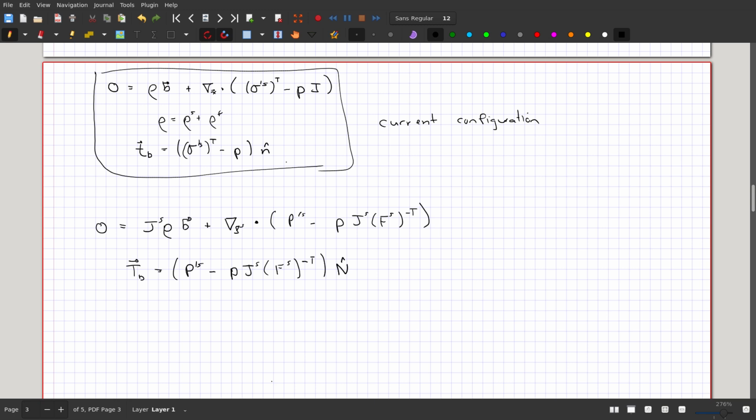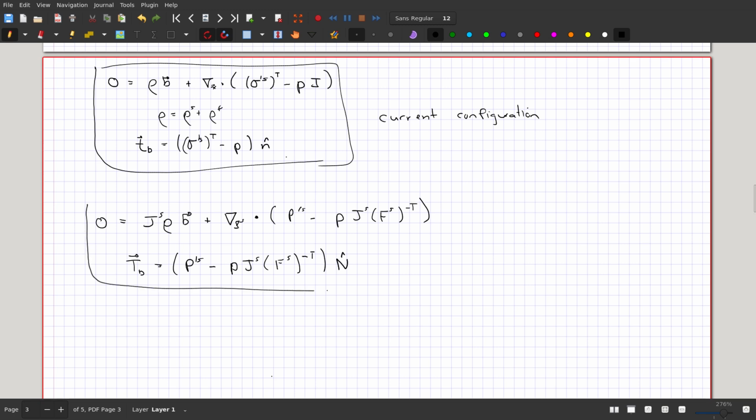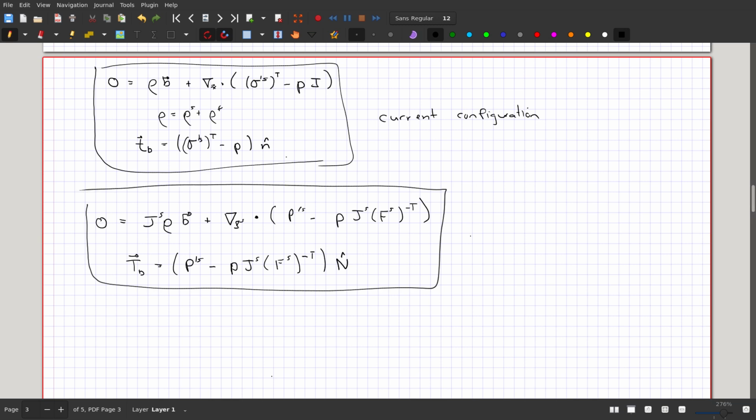And so, yeah, these are in the reference configuration.